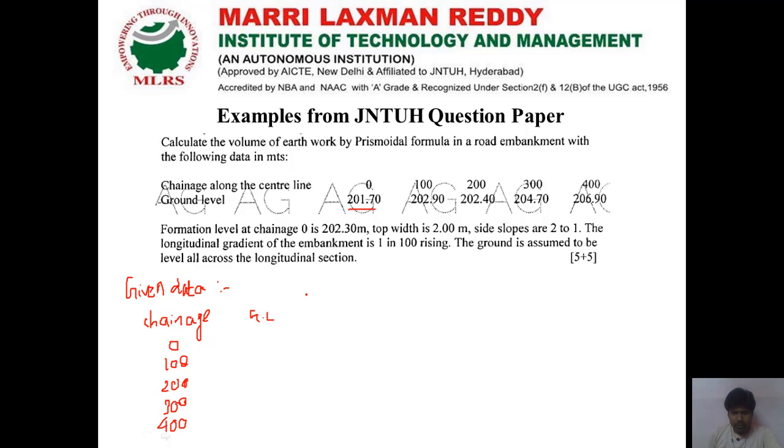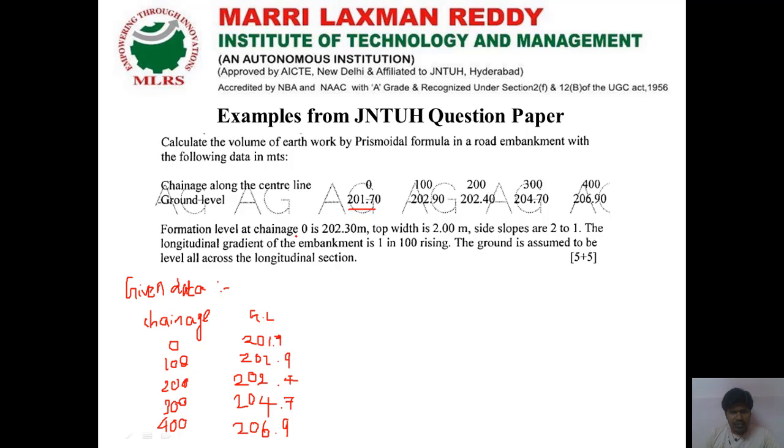So the RL becomes ground level RL 201.7, 202.9, then 202.4, then 204.7, then last one is 206.9. So this is ground level.